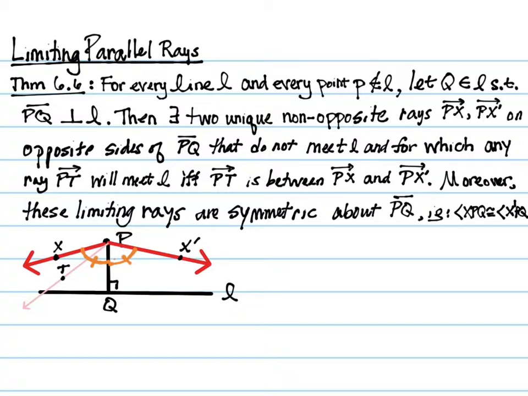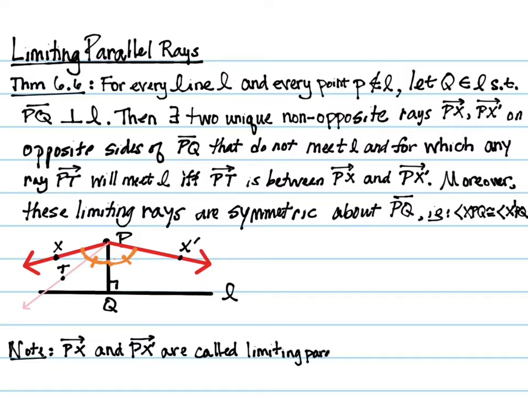So one note before we quit for today. Ray PX and ray PX prime are called limiting parallel rays. All right, we will pick back up where we're leaving off right now. There's just a couple more pieces in here, and then we'll be moving on to some classifications when we meet. When? Tuesday, that's right.